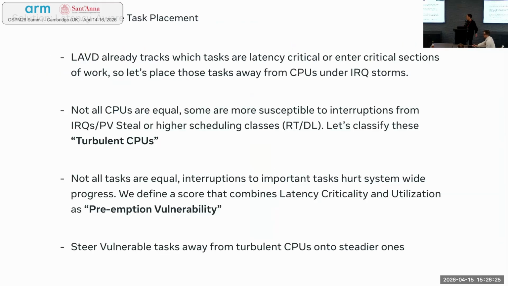So can we do a little bit better? We know LAVD already tracks which tasks enter these critical sections. And we know that CPUs aren't equal. Some CPUs are more susceptible to latency or steal from other scheduling classes. We can classify these as more turbulent CPUs. And then we know not all the tasks are equal. So maybe what we should try to do is move what we think are important tasks away from the CPUs that are potentially more susceptible to being interrupted.